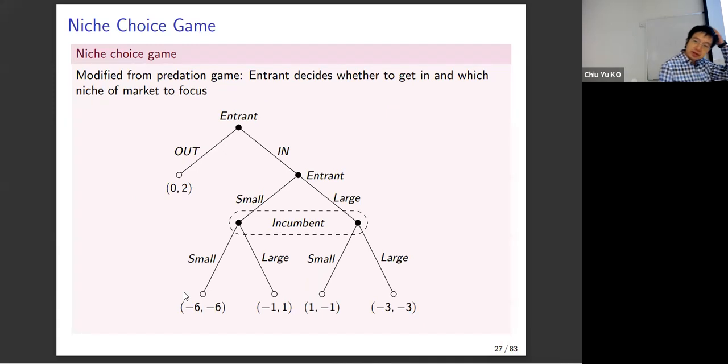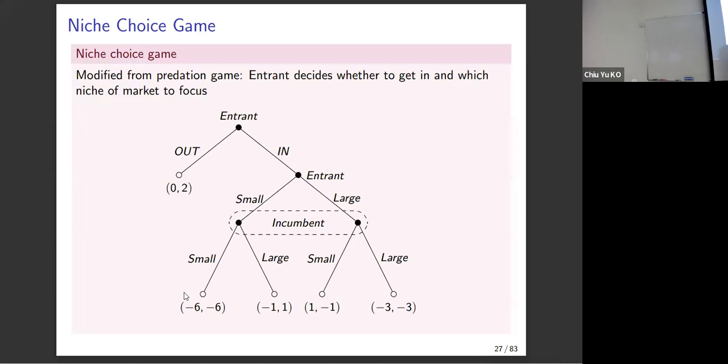Now go back to another one that is even more fun. This is what we call the niche entry game. Here the entrant decides out or in. Once in, they decide which area to focus on, whether a large market or a small market. This is like the anti-coordination game. If they focus on the same market, they fight. If they're different, then they gain, because you focus on your own, you don't compete. So out is 0, 1.